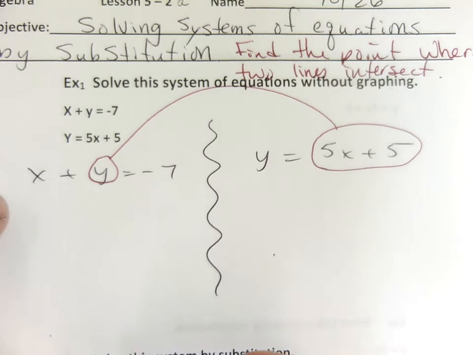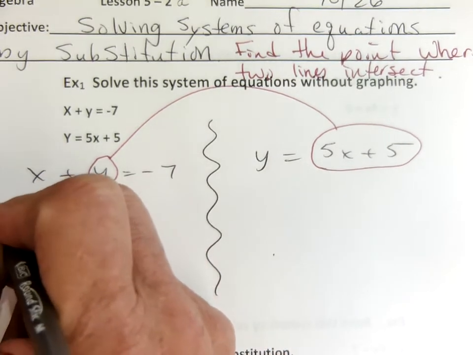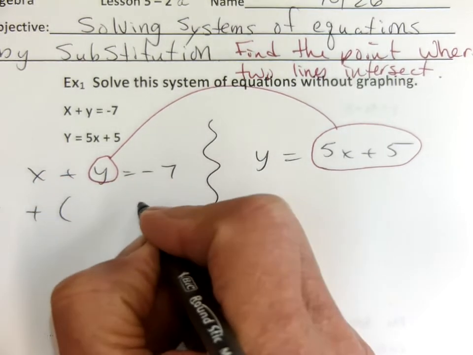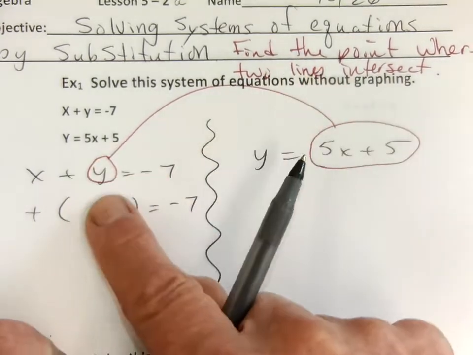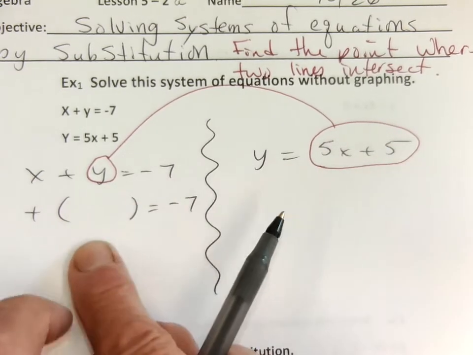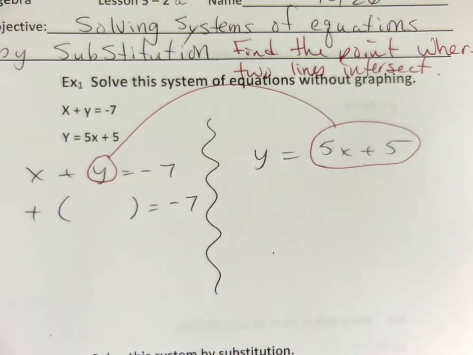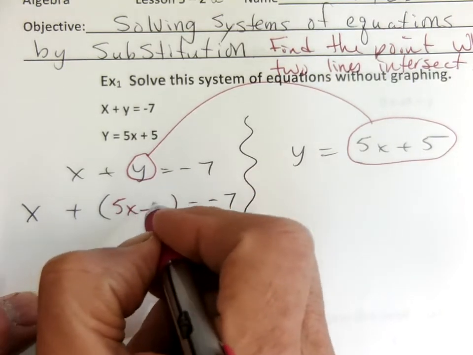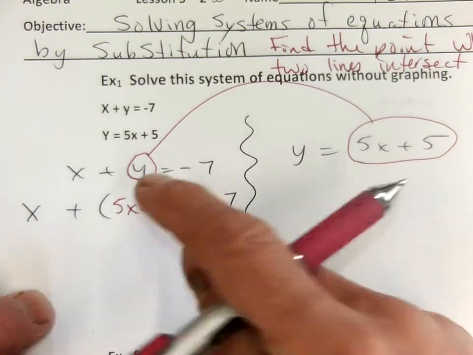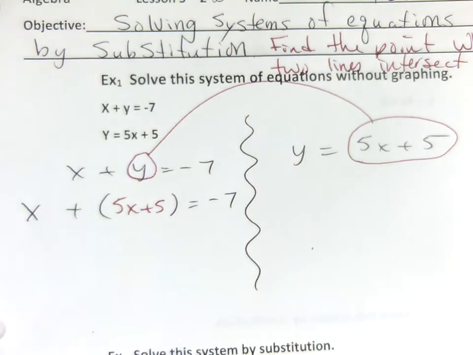Thanks, Dale. So watch, I'm going to go x plus, not y, but we put it in for y. Don't write y, but what does y equal? 5x plus 5. So I'm going to rewrite this, and instead of writing y, I put 5x plus 5, because that's what y is equal to. Really important right here. Everybody got that? You understand I substituted. Instead of writing y, I write what y is equal to. And now it's easy because I can solve for x.